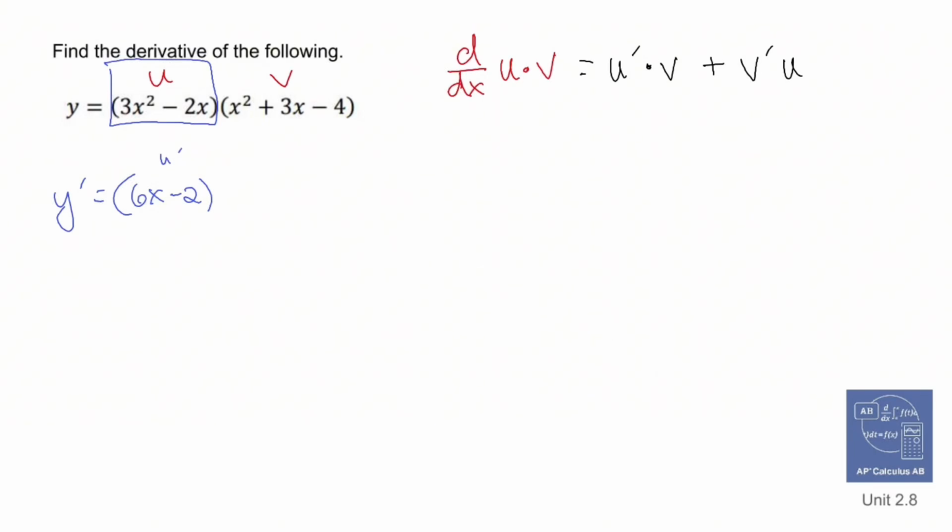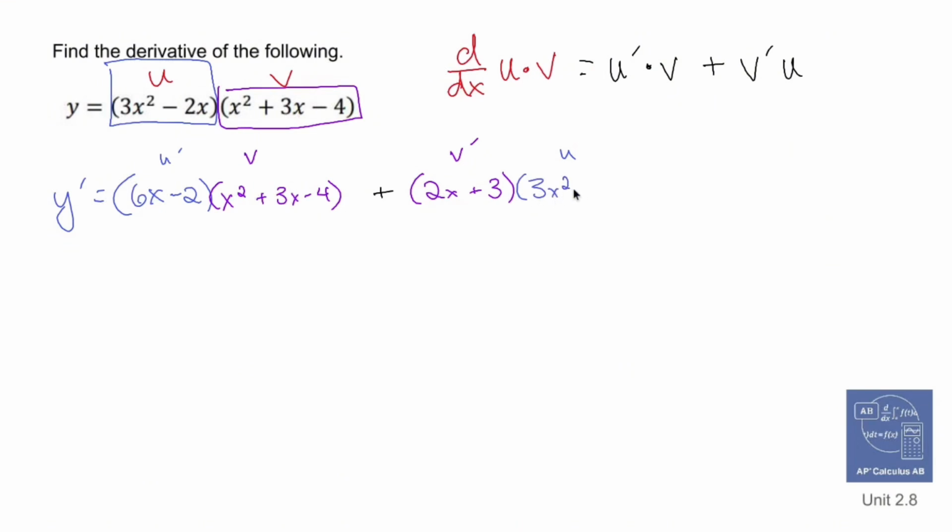And then v, we'll do purple for v. Regular v is just going to be regular v, x squared plus 3x minus 4. Okay, then we're going to add v prime, which is going to be the derivative of the second guy. So the derivative of the second guy is power rule, power rule, power rule. The derivative of x squared is 2x. The derivative of 3x is 3. And the derivative of a constant just goes away. Okay, and that was v prime. Then we multiply all of that times the first guy not changed at all. So that was 3x squared minus 2x.